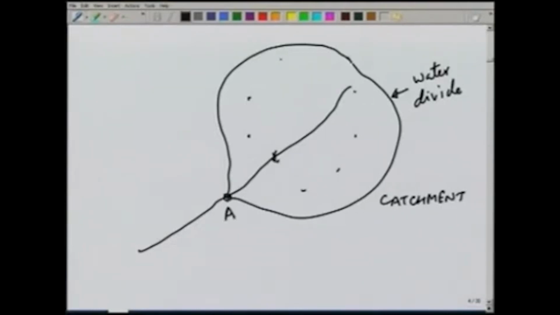So, the idea of this catchment area is that any precipitation falling anywhere in this area would go to the river and then will be carried out of this area or run off from this area through point A. Now, if we take another point B, then naturally the catchment area of B would be larger and it may look like this.